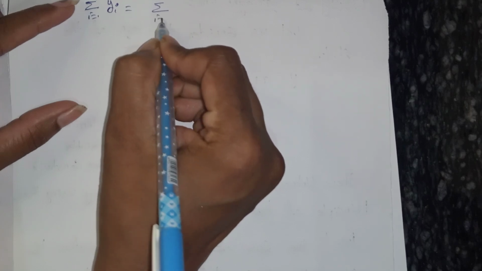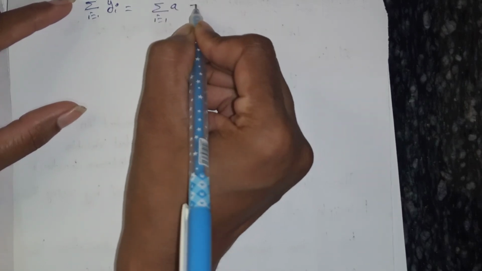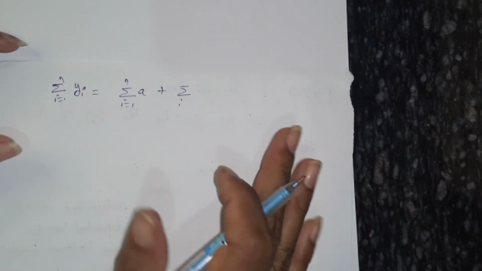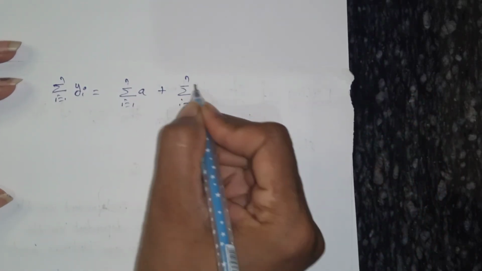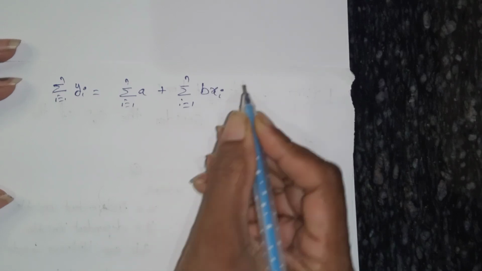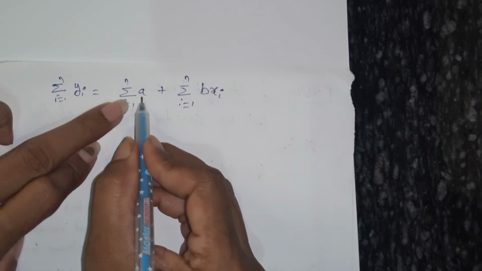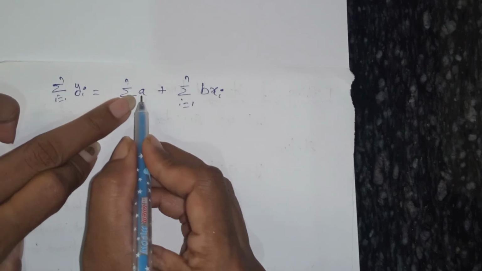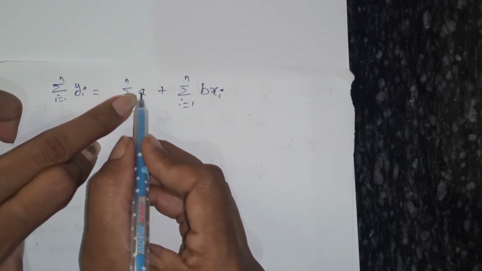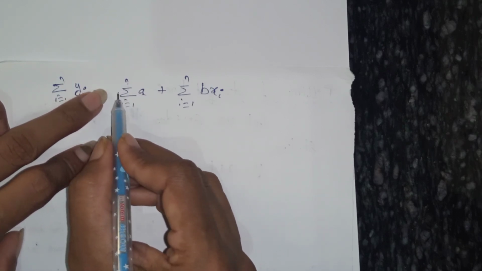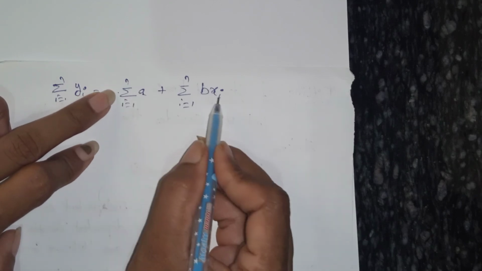So that means summation i equals 1 to n a plus summation i equals 1 to n b xi. Summation should be only for variables. For constants, we should not keep the summation. So this a is constant, and we have to bring it out of the summation. In front of the summation we have to write this a and this b.